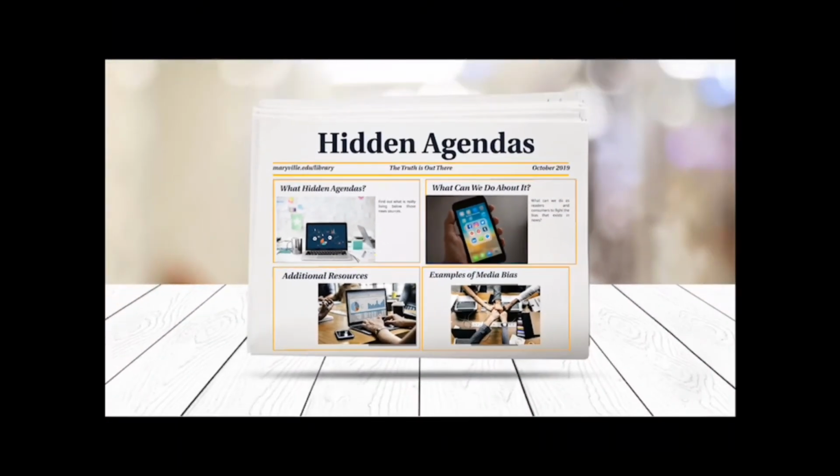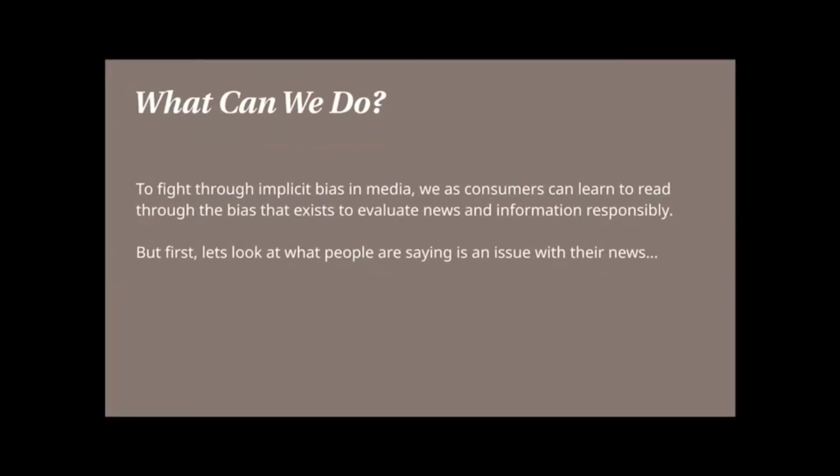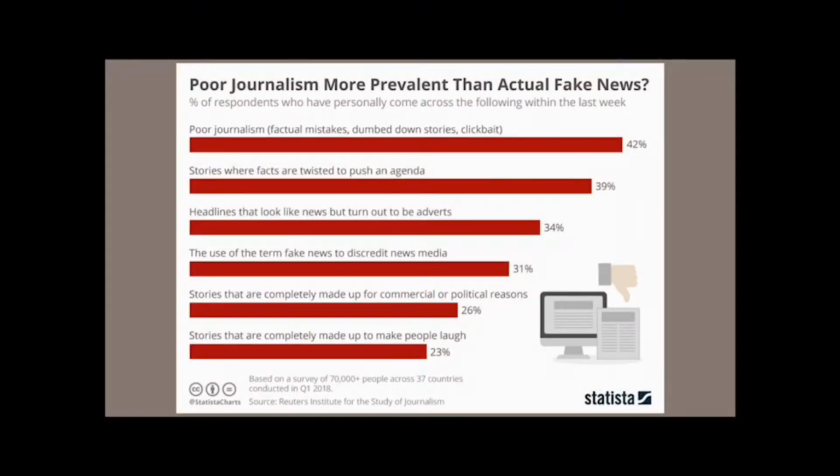So now that we know what kind of agendas there are, what can we really do about it? We as consumers can learn to read through this bias to evaluate news and information responsibly. But first, let's take a look at what people are saying is an issue with their news. This infographic is from Statista, one of our databases here at the library, and this is a poll of 37 countries across the world on what they think is the issue with their news.